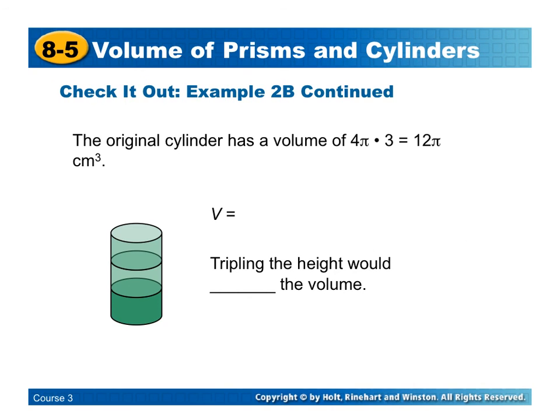So even just looking at it, you can see that the volume is tripling again. It would be 4 pi if we triple the height, so 3, 6, 9. This would be 36 pi, 12 times 3, so it gives us 36, so this would just be 3 times the volume.